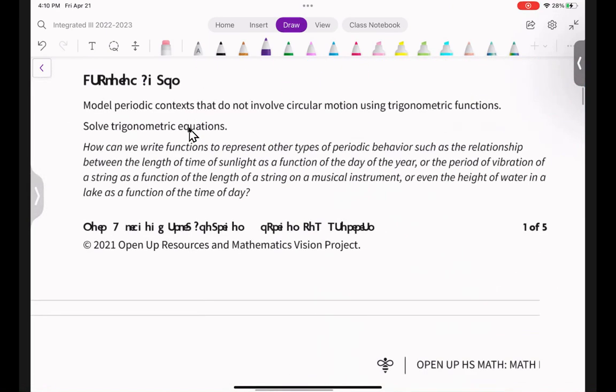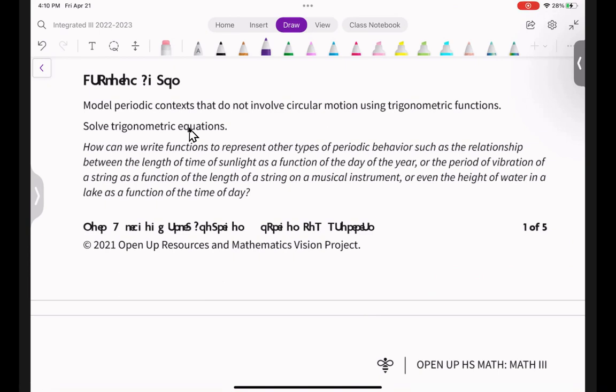All right, continuing on. You'll be able to solve trig equations. The question you'll be able to answer is how can we write functions to represent other types of periodic behaviors, such as the relationship between the length of time in sunlight as a function of the day of the year, or the period of vibration of a string as a function of length of a string on a musical instrument, or even the height of water in a lake as a function of the time of day. So all of these things have periodic behavior or even trig-like behavior.